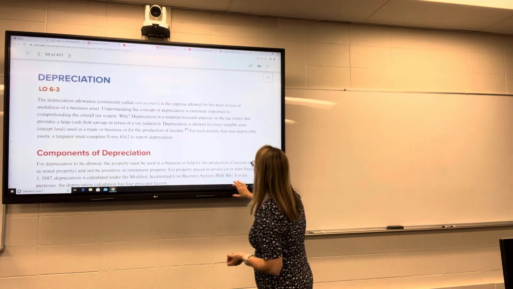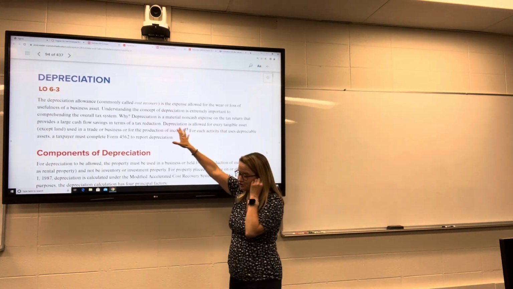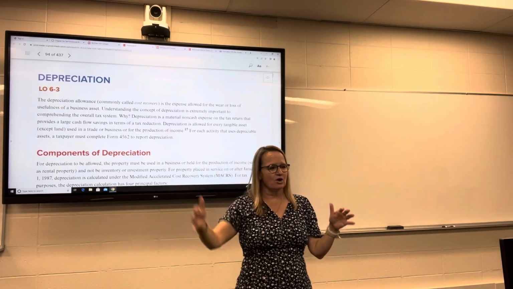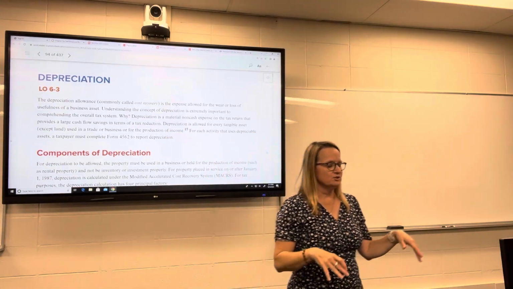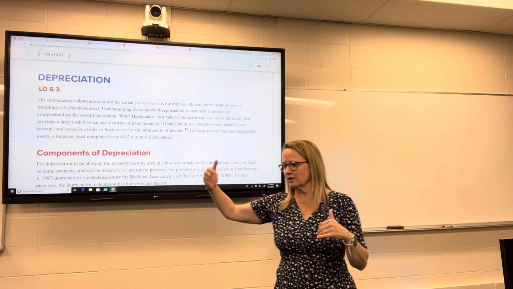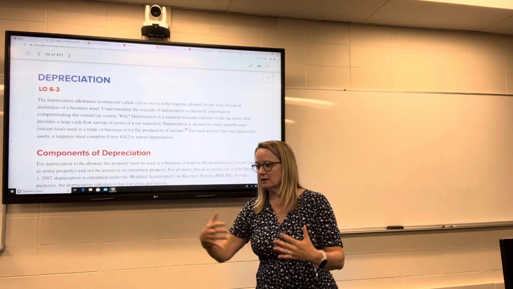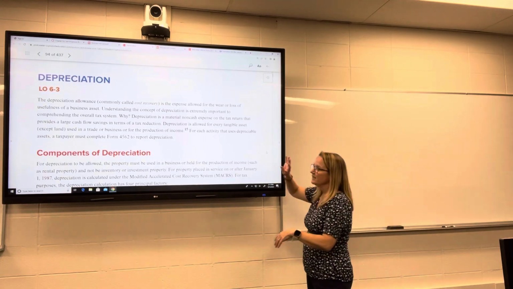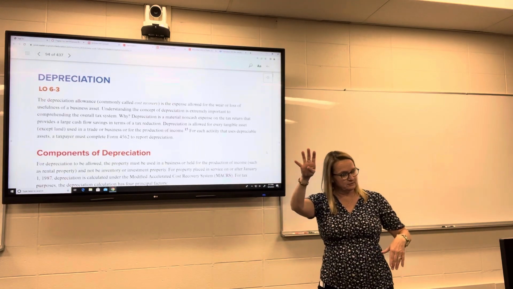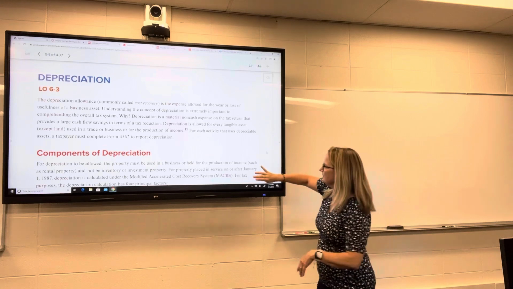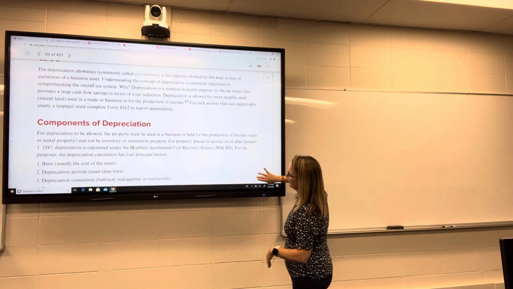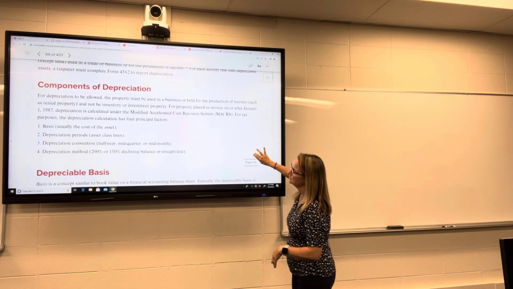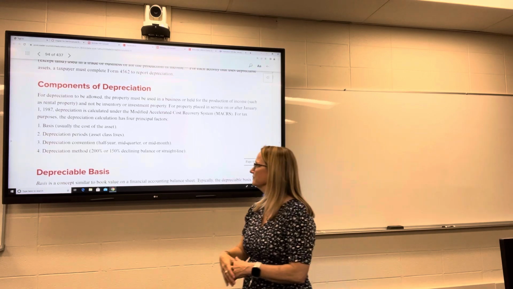So we all know essentially what depreciation is. In tax, they like to call it cost recovery. So you're slowly recovering the cost that you incurred over the life of the asset. Okay? We have these 4 different components of depreciation that we look at with regard to tax depreciation.